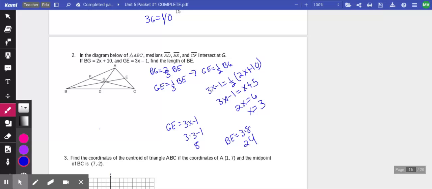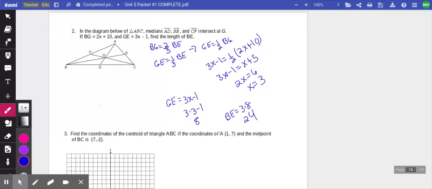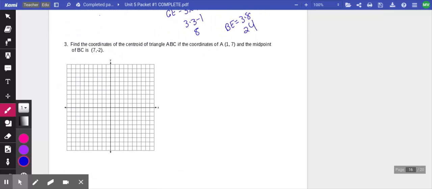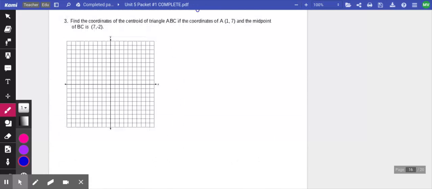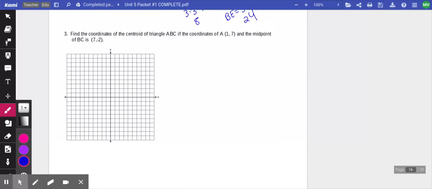So I said 3x minus 1 equals 1/2 of 2x plus 10. I solved that and I found x equals 3. And then substituted 3 into GE and I got GE is 8. So then BE is 24. So now I want you to pause and try this example. Sorry, not the last example.